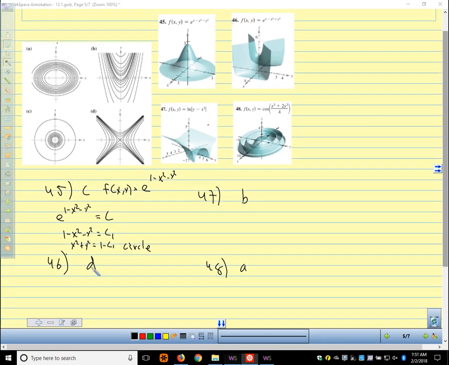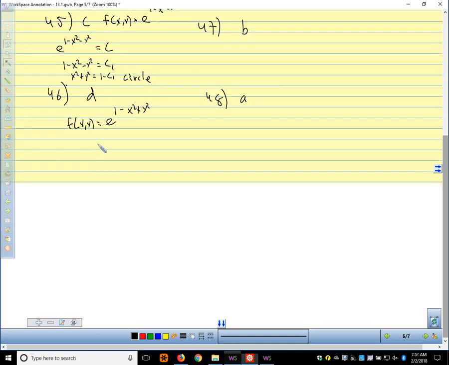So 46 is f of xy equals e to the 1 minus x squared plus y squared. Set that equal to a constant. e to the 1 minus x squared plus y squared equals a constant. Take the natural log. 1 minus x squared plus y squared equals some other constant, natural log of this constant. And then I could write y squared minus x squared equals C1 minus 1, which is another constant. These are hyperbolas.